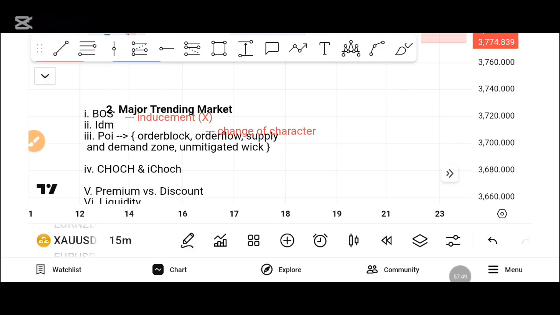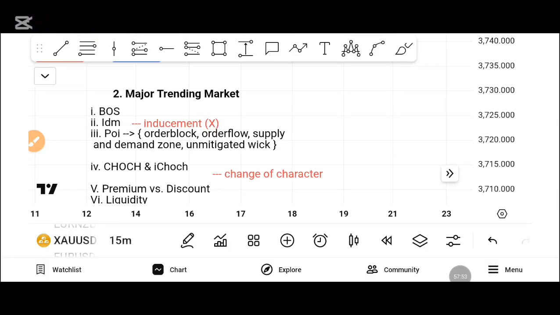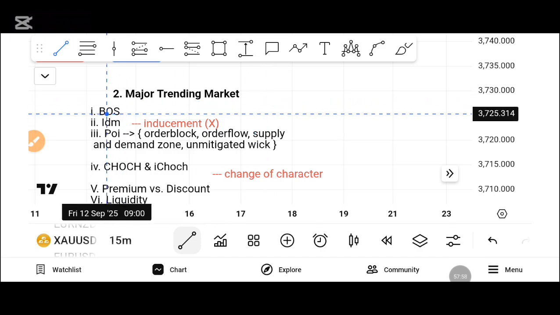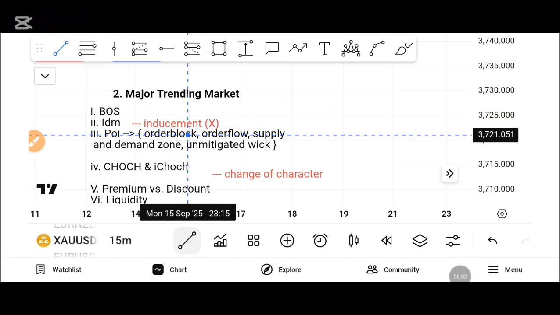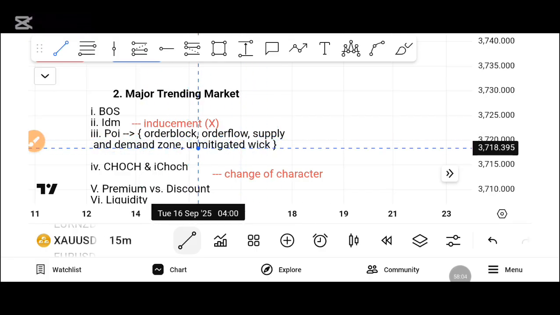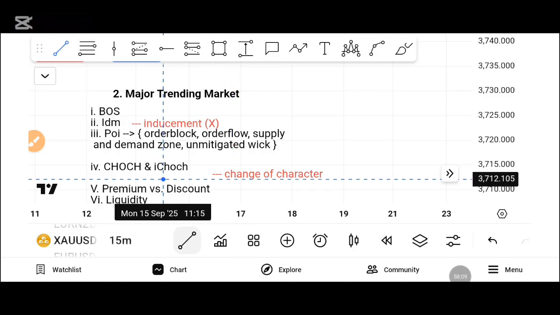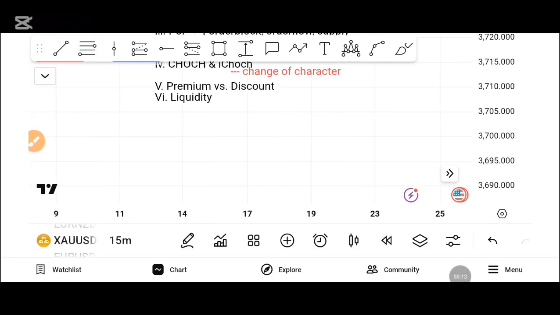And next on our list, we talk about the major trending market. In the major trending market, we want to be seeing our break of structure, our inducement, our POI, which is our order block, order flow, supply and demand zone, unmitigated, weak high, strong high, premium versus discount, liquidity. Alright, so this is what we have for today.